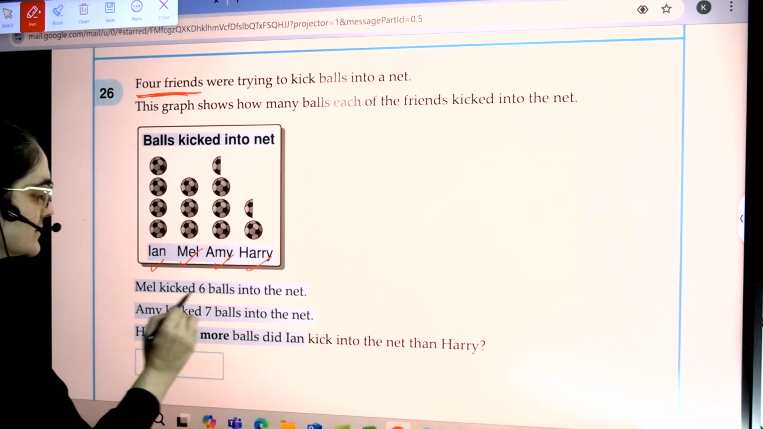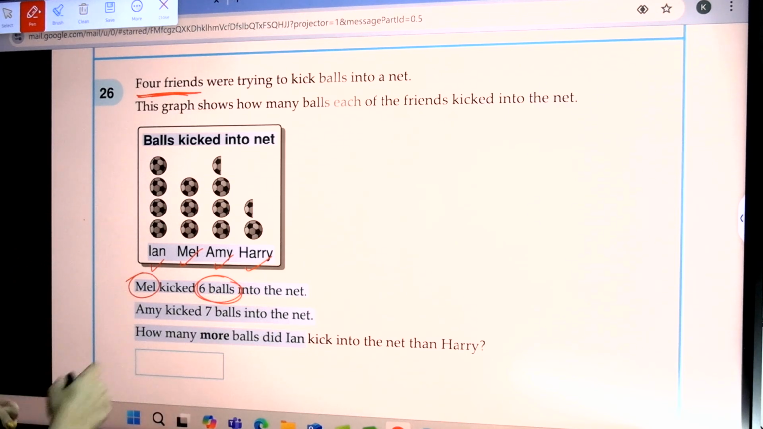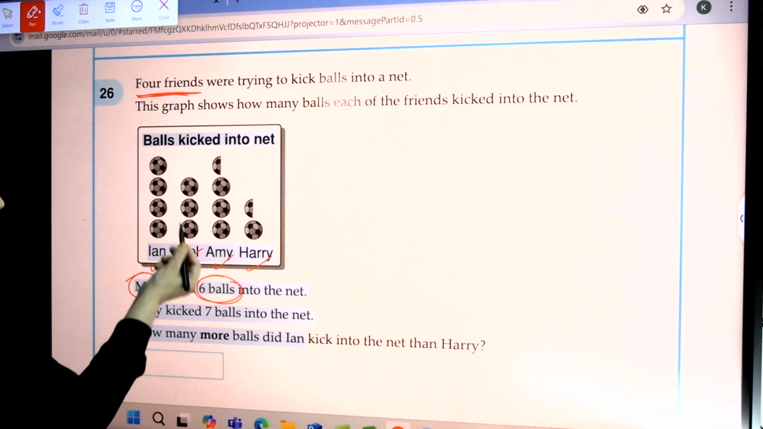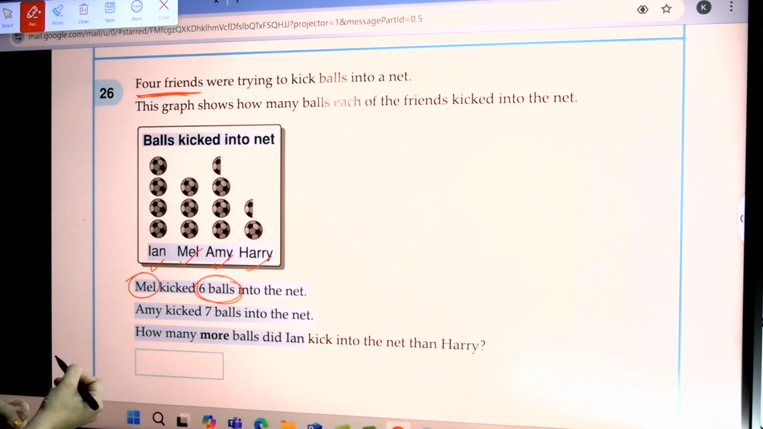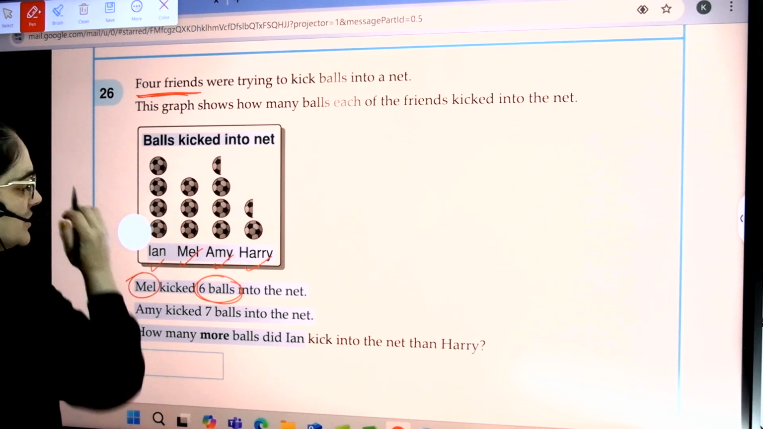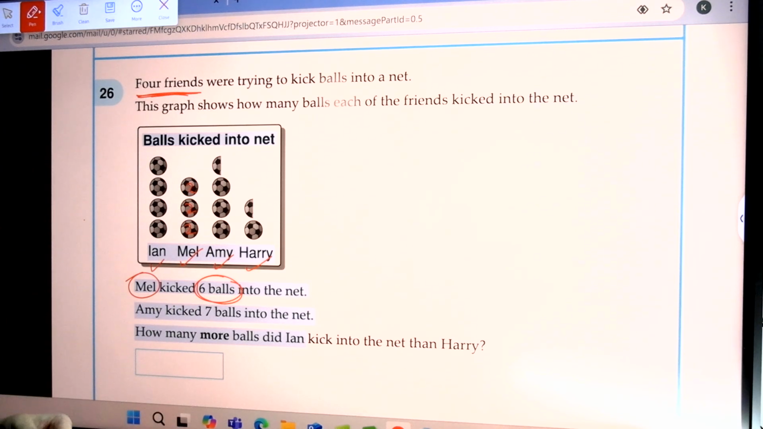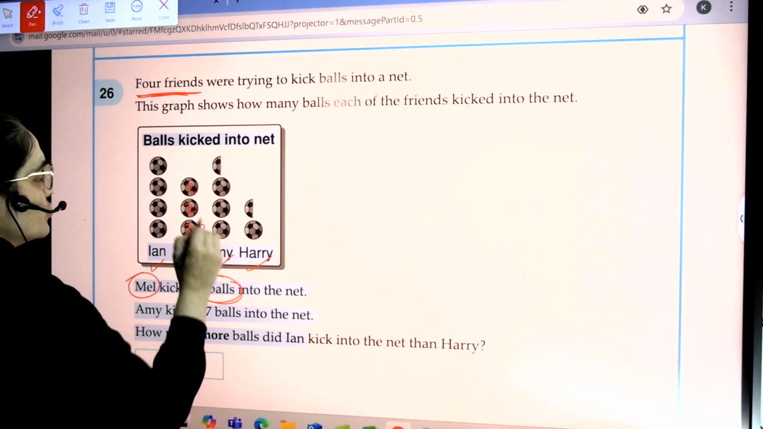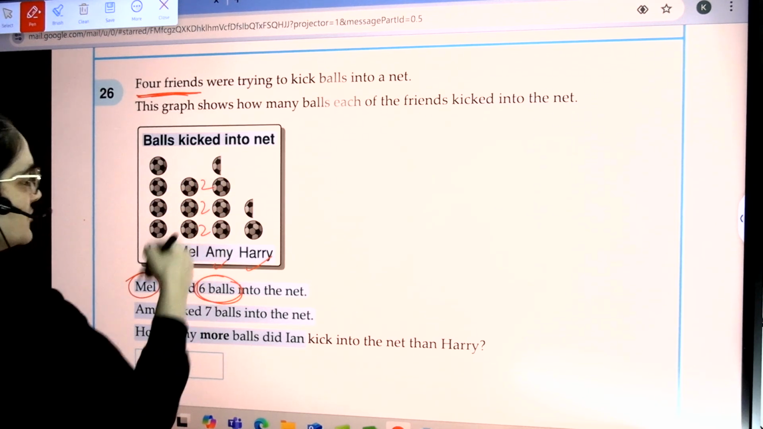So Mel kicked 6 balls. Okay, Mel kicked 6 balls into the net. For Mel, if I see the pictograph, they are drawing 3 pictures, but actually he kicked 6 balls. That means each picture should be 2. In pictograph, we generally use a scale. So the scale here is 2. Okay, the scale used here is 2. So each picture means 2.